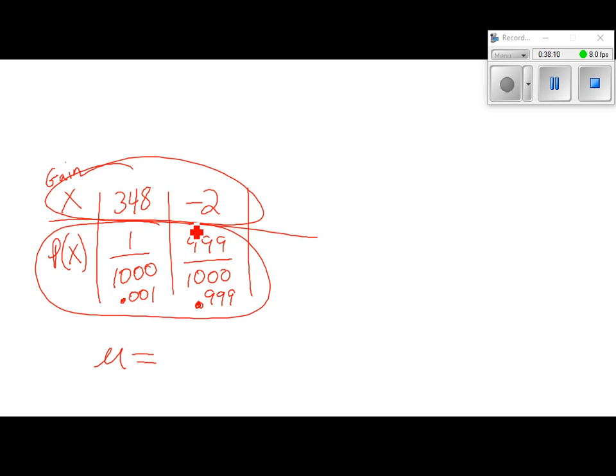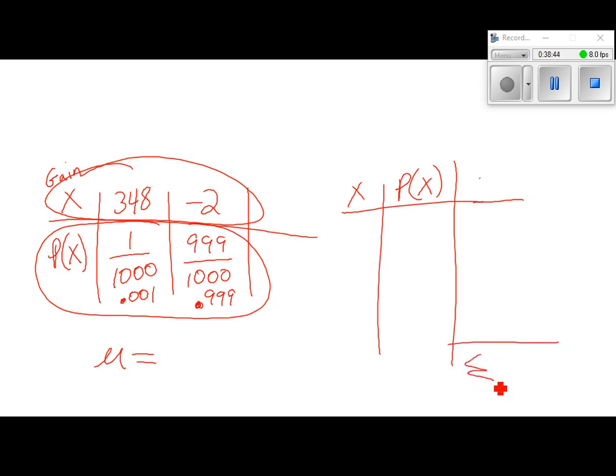If you didn't want to do it in the list, couldn't you just do 348 times .001 plus negative 2 times .999? That'd be clean. It'd be the same as finding expected value. If we did this next column and totaled it up, that's our mean, which is our expected value.